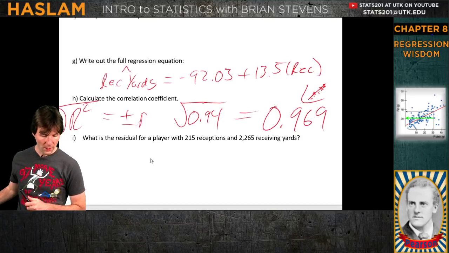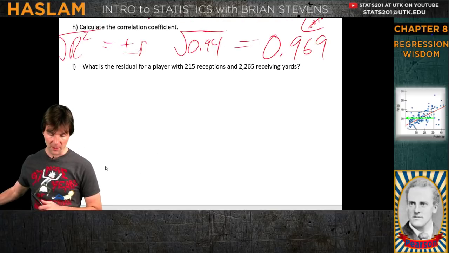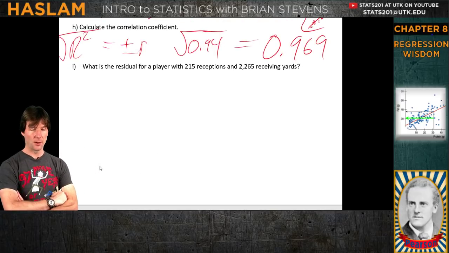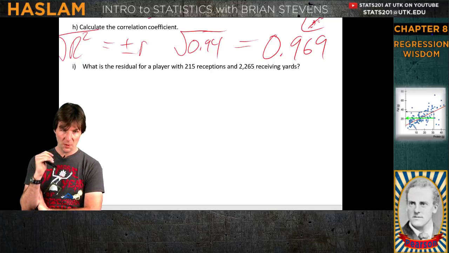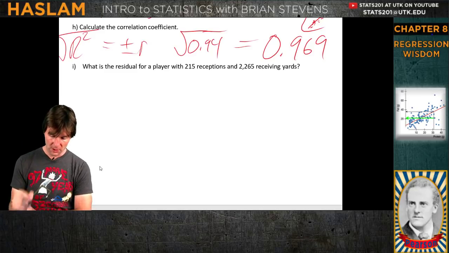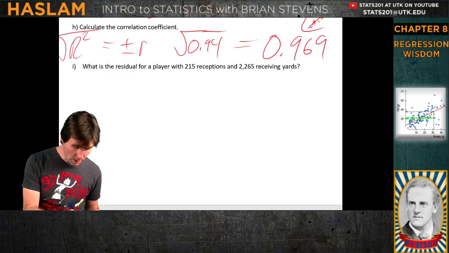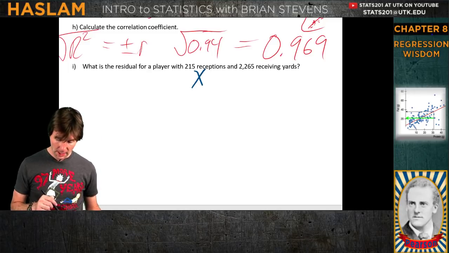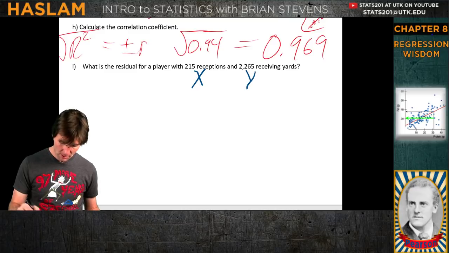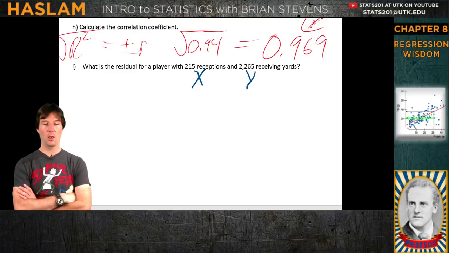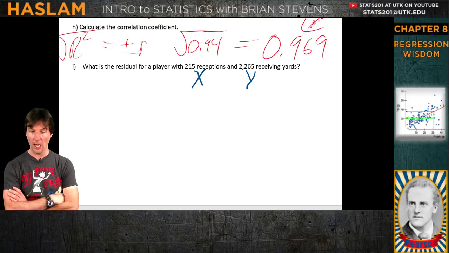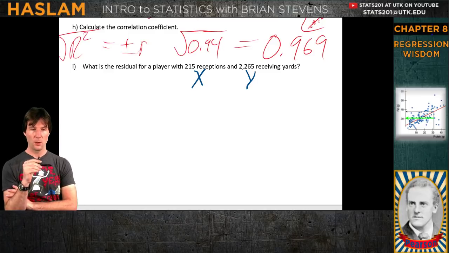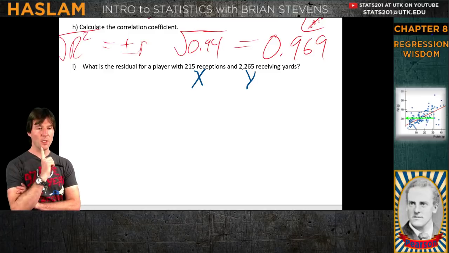In addition, what is the residual for a player? Ooh, this might be a tough one. What is the residual for a player with 215 receptions and 226 yards? So this player, we know, let's mark these things here. We know that they have this many receptions. Boom. And they have this many yards. So I have X and I have Y. What could we get now? Has someone already figured it out? Oh my gosh. We know X and we know Y. What could I do with this? With X, what can I solve for with X?